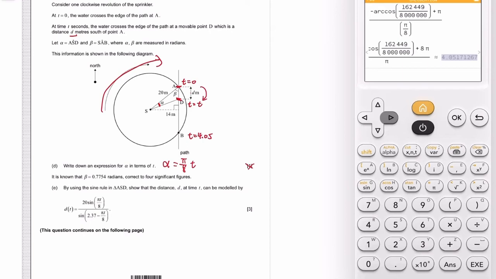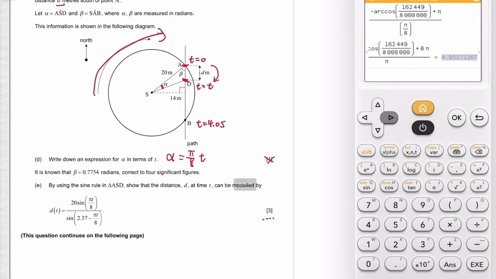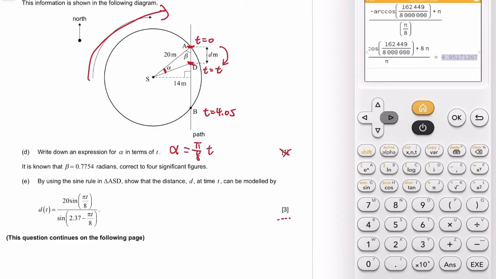And I don't think you can do part C either. Part E either. It's known that beta is blah, corrected to full significant figure, by using sine rule. Show this. So we need to use sine rule with 20. The thing is we only know 20, but the angle opposite the 20 is not known. Well, I guess we can do 180 minus the other two.